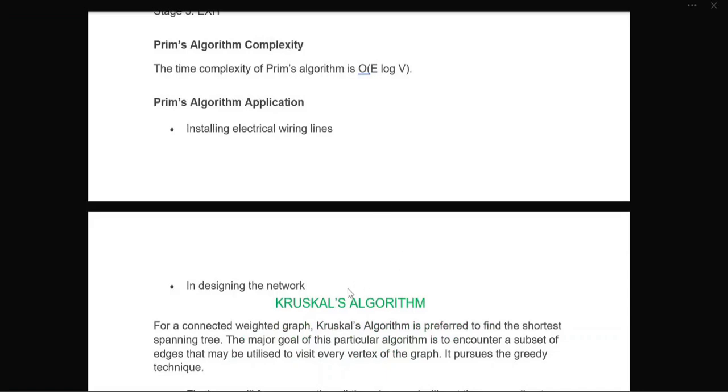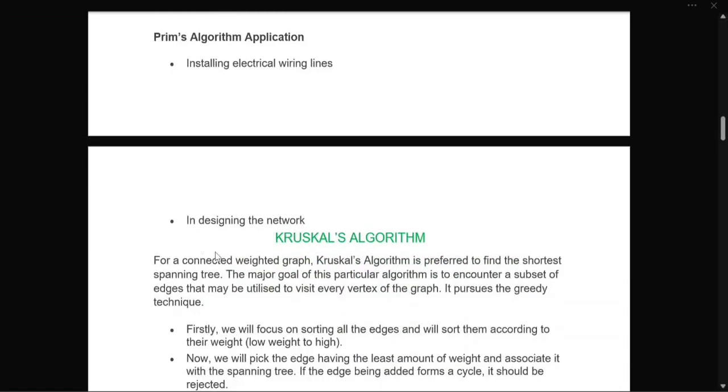Now let us move to Kruskal's algorithm. For a connected weighted graph, Kruskal's algorithm is preferred to find the shortest spanning tree. The major goal of this particular algorithm is to find a subset of edges that may be utilized to visit every vertex of the graph.